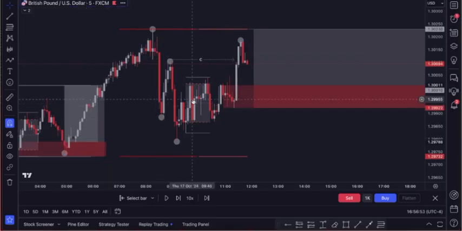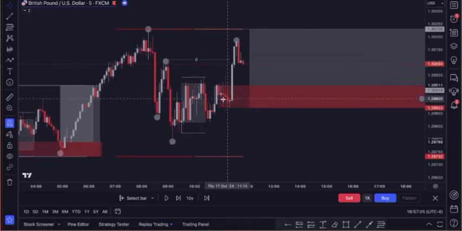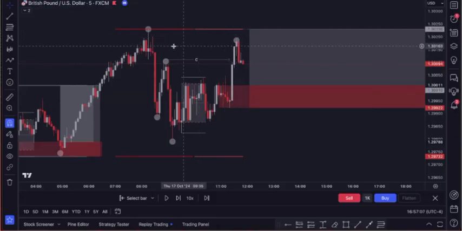Now the New York DR has formed, which we call the RDR, the regular defining range. Okay, and this forms during the 9:30 and the 10:30 a.m. timing. Notice what's happened right over here. But before we do that, let's analyze this overall price action.